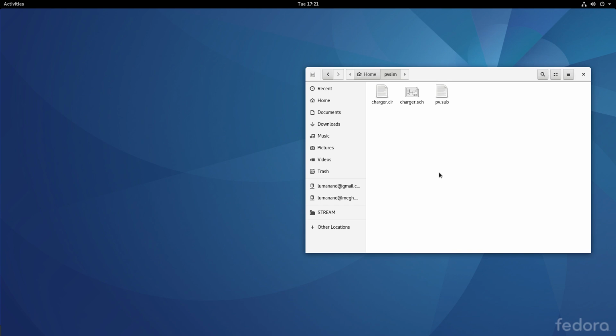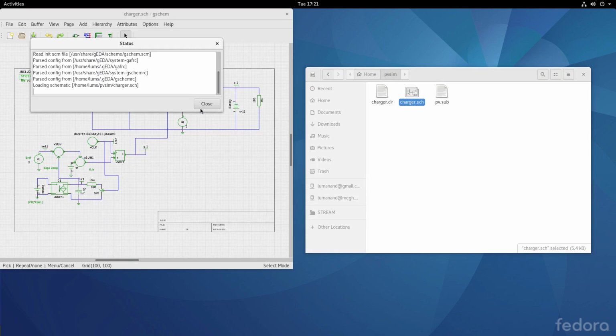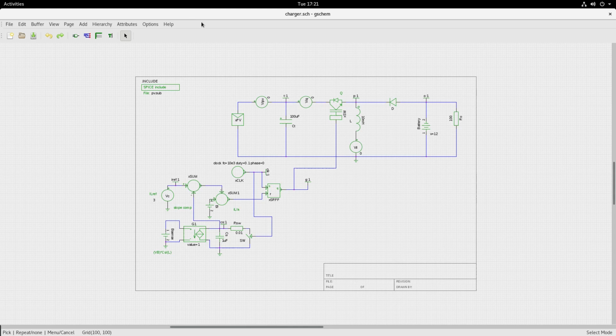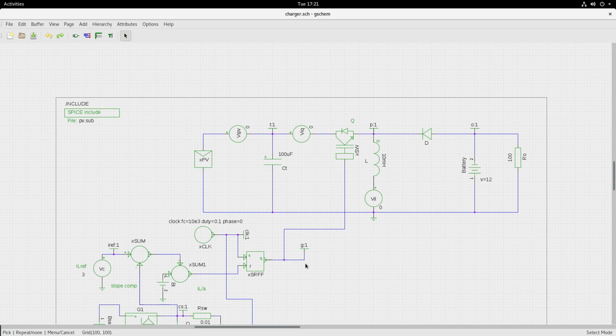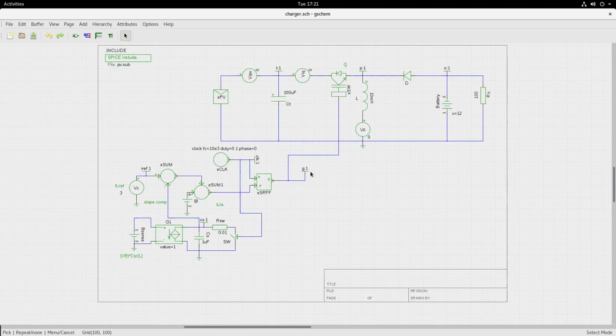Let us now see how we go about simulating the battery charger circuit with current control, with slope compensated current control. So let me open this charger schematic in GSM. This is the schematic that I have for you. pv.sub, I think you are now familiar with how to include the subcircuit file. Now this is the schematic.